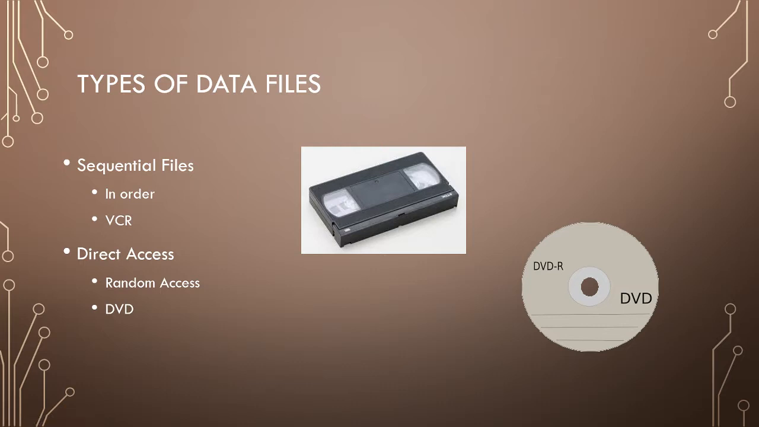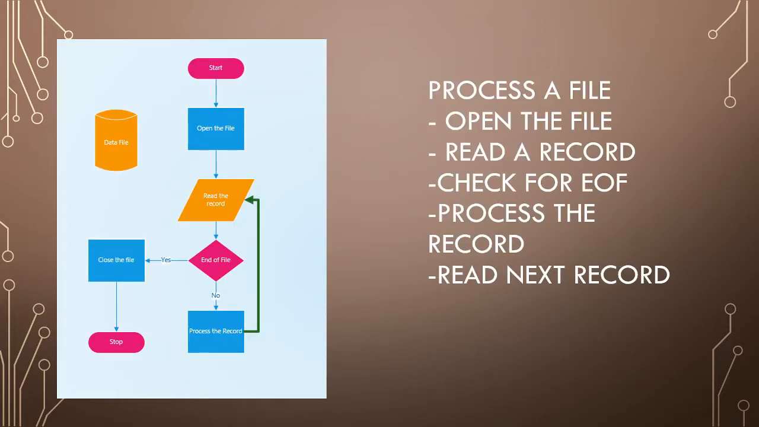Usually with a user-written program, we'll use sequential access unless we're accessing a database type file, and then we'll use direct access capabilities offered by that database.